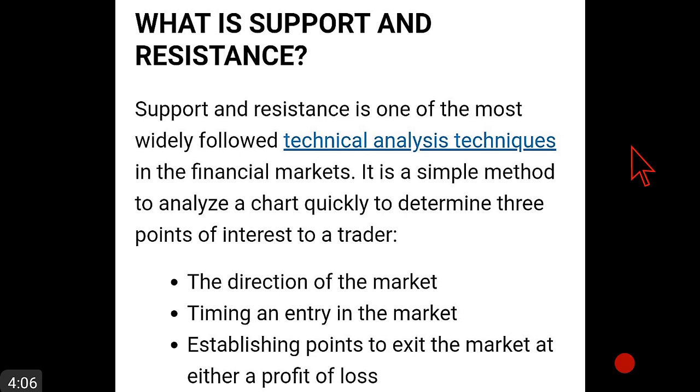With support and resistance, you can get your timing for an entry into the market. You can time yourself to know when you enter the market, and you can also establish points to exit the market, either for a stop loss or for a take profit. So you need to know how to exit the market correctly. If the market is going against your prediction, you need to be able to set a safe stop loss. And if the market is going in your direction, you need to know how to have a perfect exit.